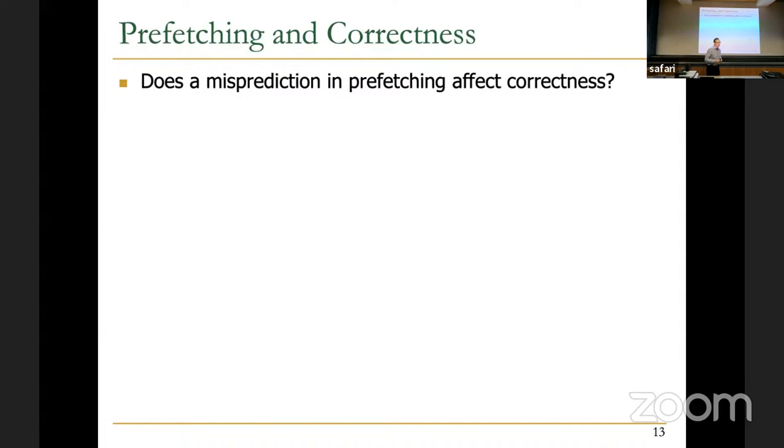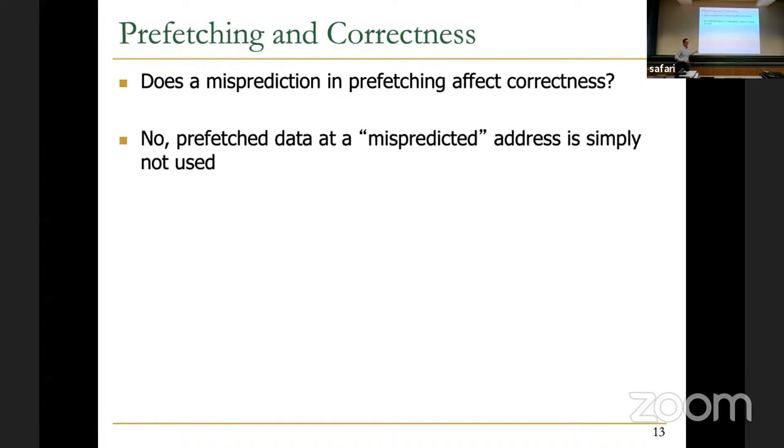But prefetching doesn't have that problem. In that sense, it's nicer and easier because if you do make a misprediction in prefetching, you don't affect correctness, right? You basically bring useless data. Essentially, prefetched data at a mispredicted address is simply not used. And if the address is not accessible by the program, you do the necessary checks and make sure you don't load it. If you don't do the necessary checks, then you have a problem, of course. So essentially, there is no need for state recovery when you do prefetching.